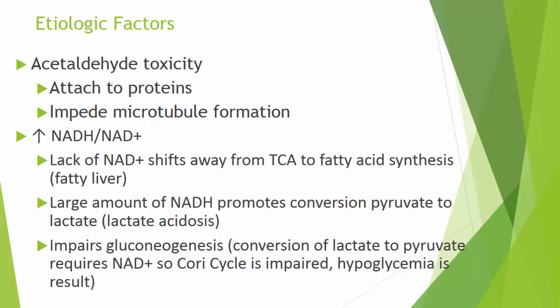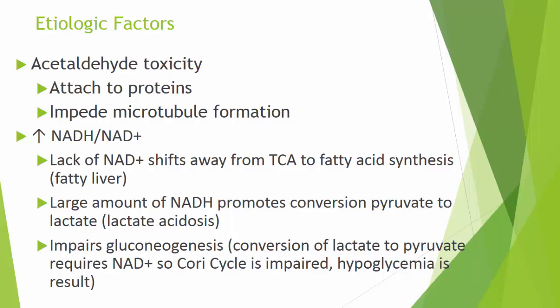Also, this change in ratio impairs gluconeogenesis. Okay? So the idea here is that converting lactate to pyruvate requires lots of NAD+. If you'll remember that, if we're doing the reverse of converting pyruvate to lactate, which requires a lot of NADH, to convert lactate to pyruvate in gluconeogenesis, you have to have a lot of NAD+. Well, in this case, with lots of ethanol consumption, you lack the NAD+, so you can't convert lactate to pyruvate.